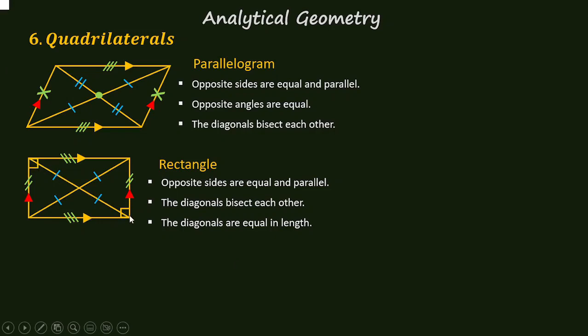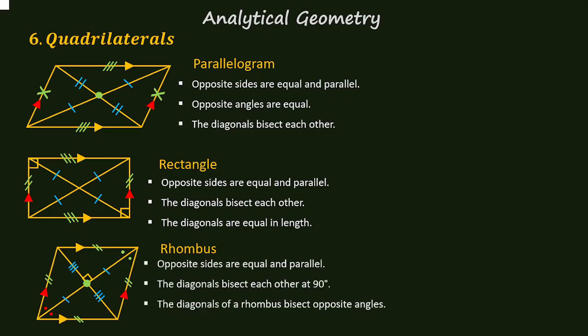And that makes an interesting part, because if the diagonals are equal in length and they bisect each other, that means all these will be equal in size. So if this is the midpoint and this diagonal is 10 centimeters, that means this will be 5, 5, 5, 5. So they will all be equal in length because the diagonals are equal in length and they also bisect each other. Let's now look at the rhombus.